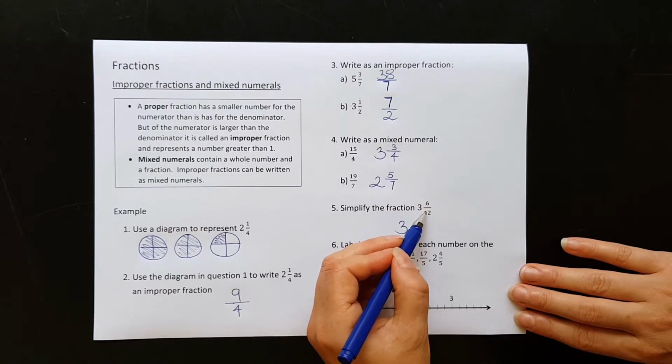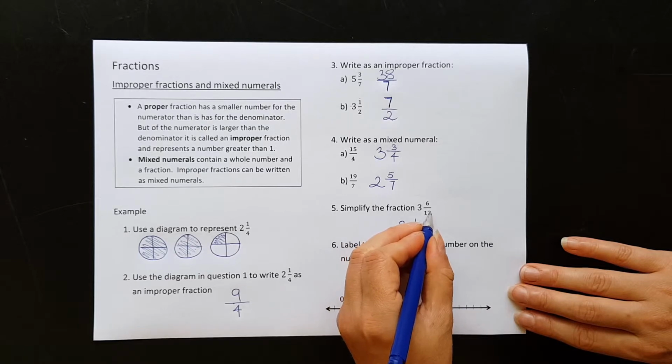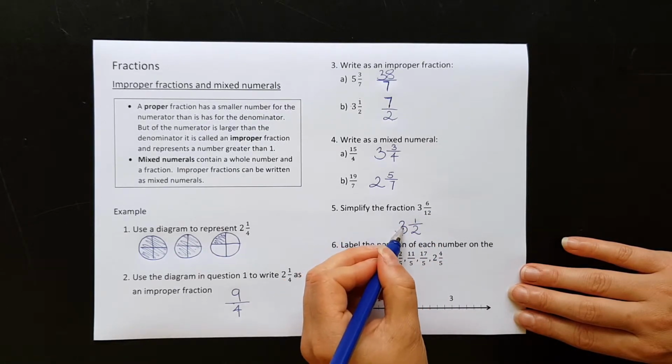Both of those numbers can be divided by 6. 6 divided by 6 is 1 and 12 divided by 6 is 2. So 3 6/12 is the same as 3 1/2.